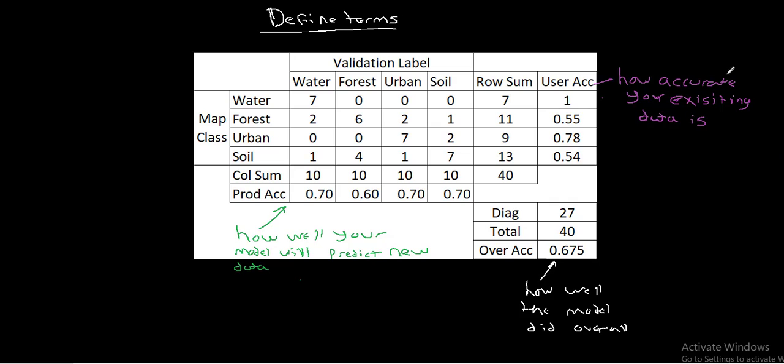So this tells you how accurate your existing data is. This tells you how accurate your model will be if you feed it a different data set. Very important distinction to make here. User's accuracy tells you how accurate your existing data is, so if you're going to use this map for something, how accurate it is. Producer's accuracy tells you how accurate your model is at predicting new data. So if you were to bring a new image in, how accurate might that image be? Another way to think about this: old data, new data. Hopefully that makes sense.